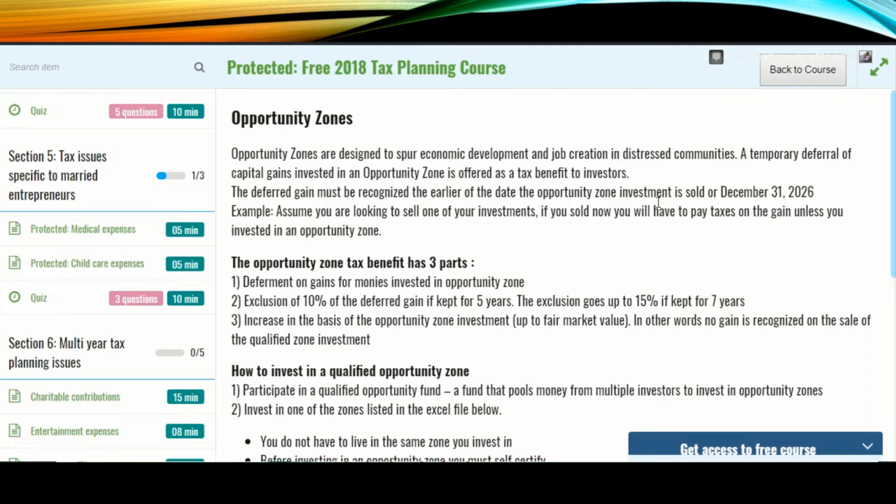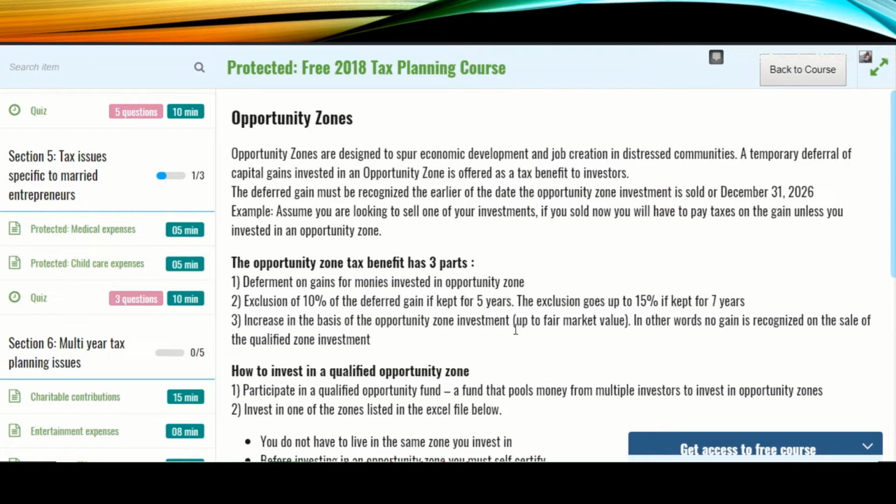So let's say you sell one of your investments and you have a gain from that investment. Rather than paying tax on that gain now, you can actually invest in an opportunity zone and defer the taxes on that gain. However, if you keep the investment for at least 5 years, you not only defer the gain, you also get 10% of the deferred gain excluded from taxable income. And if it's for 7 years, you get 15%. And if you keep it for over 10 years, you basically pay no taxes on the gain.